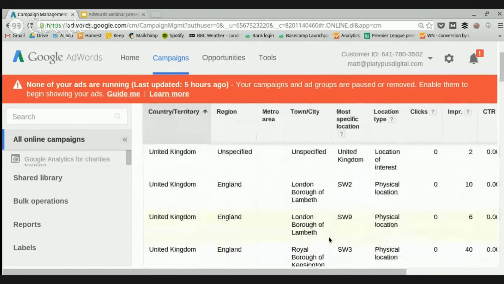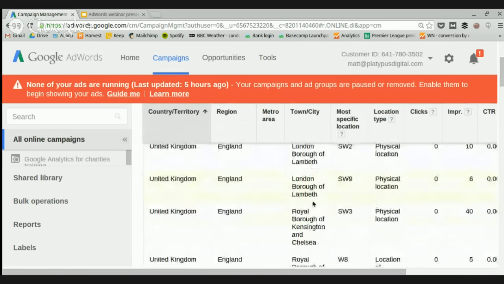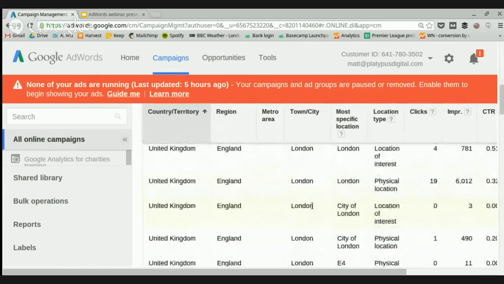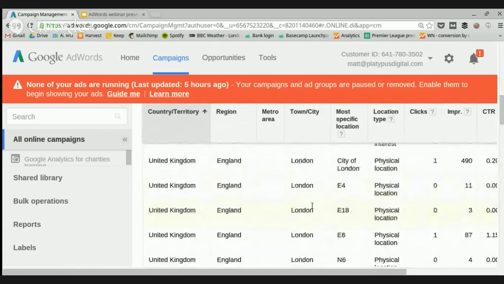So I've just advertised these within London, so I can see that quite a few of them are unspecified. Lambeth is obviously big, Kensington and Chelsea obviously pretty big, then just general London and City of London. And then it even breaks it down by postcode within London, so you can see really specifically where people are searching for your service. Again, this is something you want to be taking action on, if nothing else.